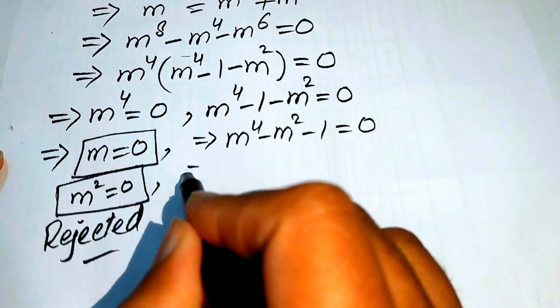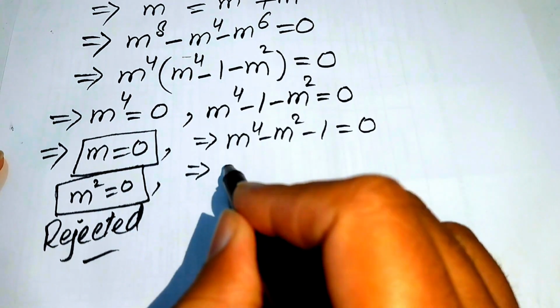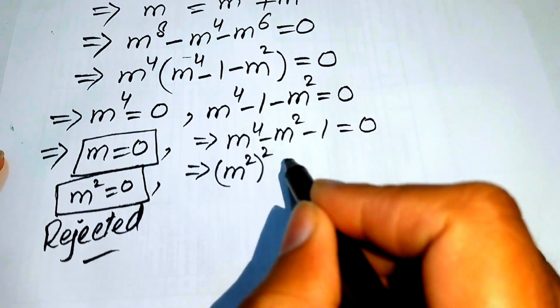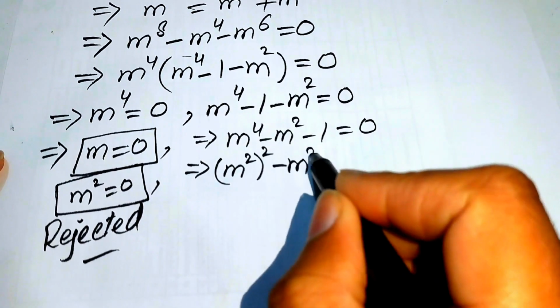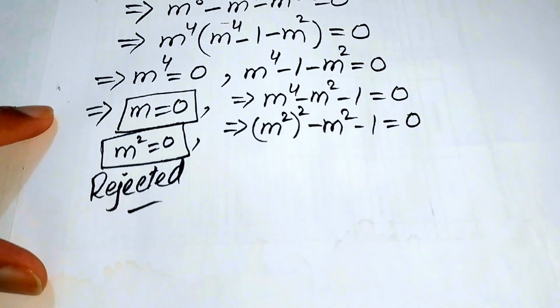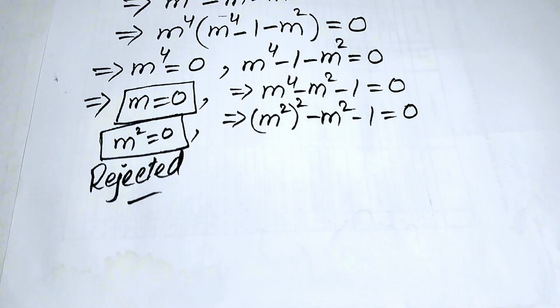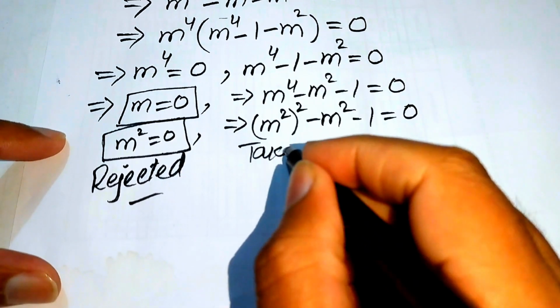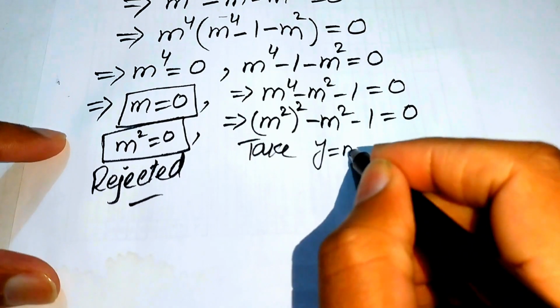And here we rewrite this equation as we write m to the power of 4 as (m squared) whole squared minus m squared minus 1 equals 0. So now you see this equation becomes quadratic in the m squared variable. So first we convert this equation into standard quadratic form, so we take y equals m squared.